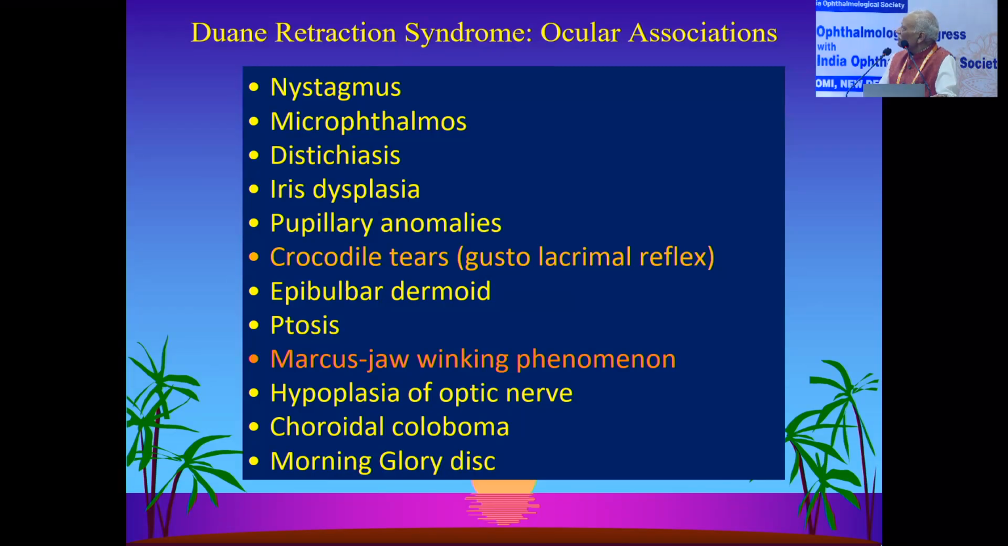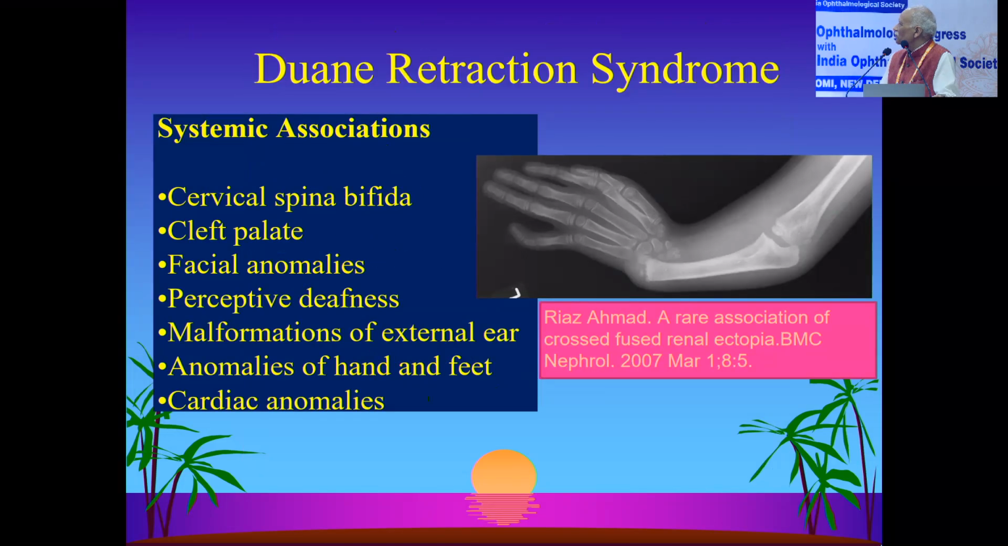The one common thing which we usually used to miss, but I think thanks to Marilyn Miller, I always ask the question about crocodile tears. And this is something you'll find in many cases when the mother will say, oh yes, whenever he eats biscuits or anything, he tears, his eyes are tearing. So this is the abnormal gastro-lacrimal reflex which happens. A Marcus Gunn jaw winking is another common thing which you may come across.